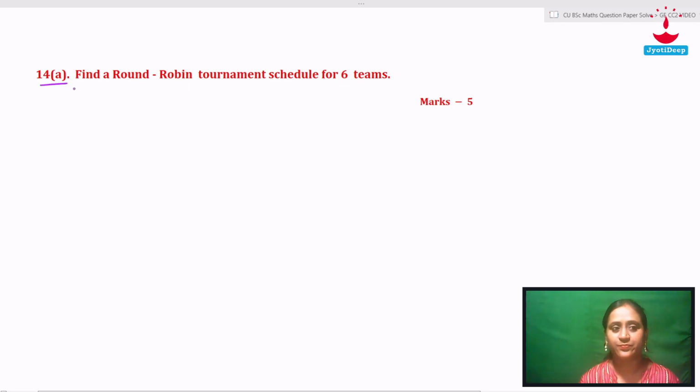14A. Find a round robin tournament schedule for 6 teams. A round robin tournament is a tournament where, suppose there are n teams, each team plays every other team exactly once, one time in a round. And what we have to do here is make a schedule for 6 teams.